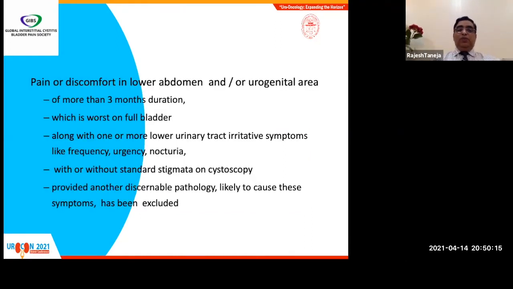Before we say how to diagnose bladder pain syndrome or interstitial cystitis, we should know what we are looking for. So this is what we are looking for. Pain or discomfort in the lower abdomen and/or urogenital area of more than 3 months duration, which is worst on full bladder, along with one or more urinary tract irritative symptoms like frequency, urgency, and nocturia, with or without standard stigmata on cystoscopy, provided another discernible pathology which is likely to cause these symptoms has been excluded.